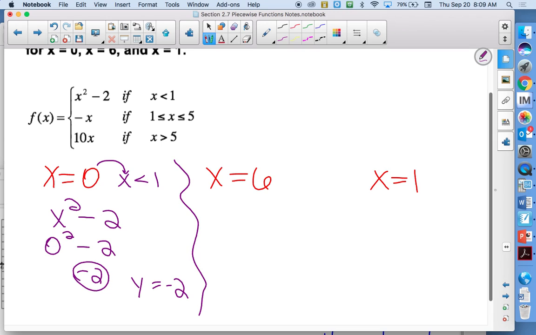Okay, middle piece here, we have x equals 6. Gavin, which piece does x equals 6 apply to? X is greater. Yeah, so 6 is greater than 5. So that means we have 10 times 6, which is 60.